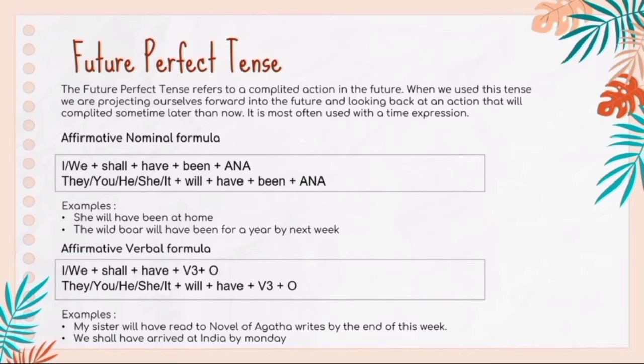Affirmative verbal formula: I or we plus shall have plus verb 3 and object. They, you, he, she, it plus will have plus verb 3 and object. Examples: my sister will have read 2 novels of Agatha Christie by the end of this week. We shall have arrived in India by Monday.